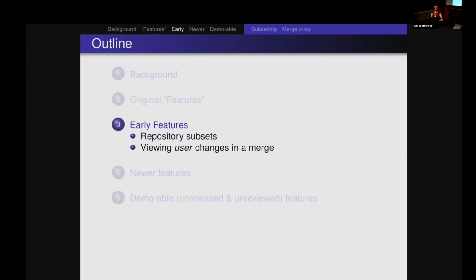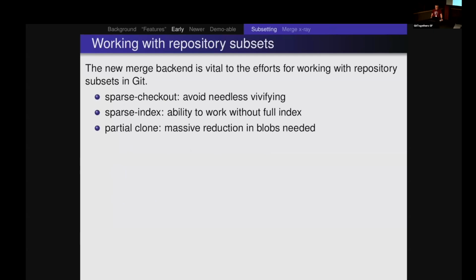Then I want to go into some of what you might more normally call the features associated with this new merge backend. First of all comes repository subsets. There's different ways that you might subset a repository. The most well-known perhaps is shallow clones, where you only get a few commits of history, but you have a full checkout. That one's perhaps the least interesting, at least as far as what I'm concerned with here.